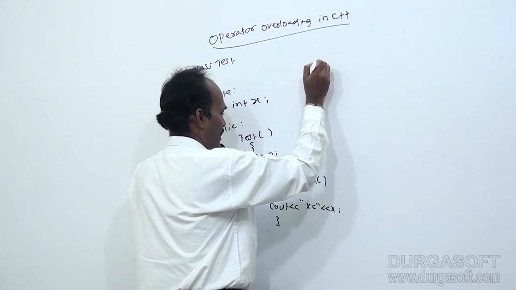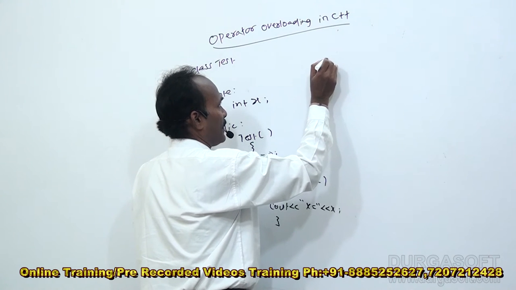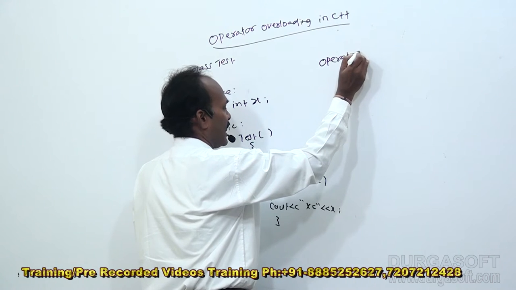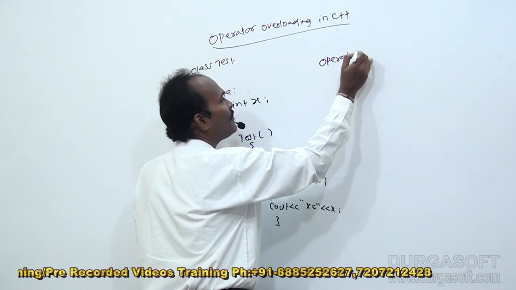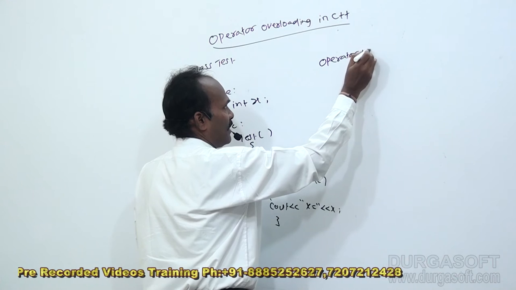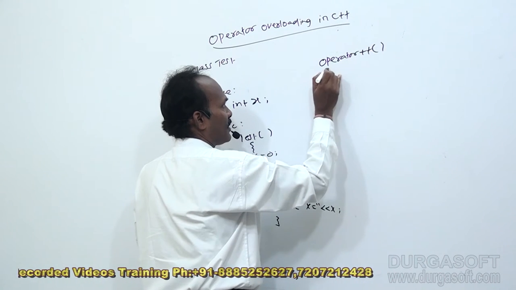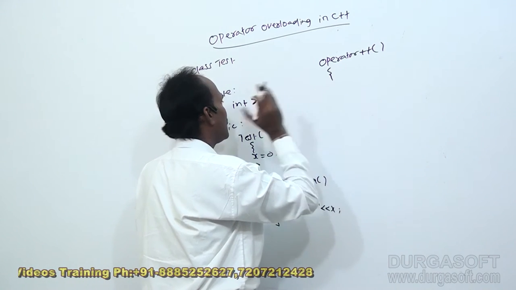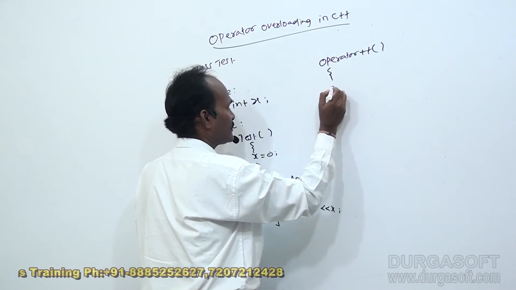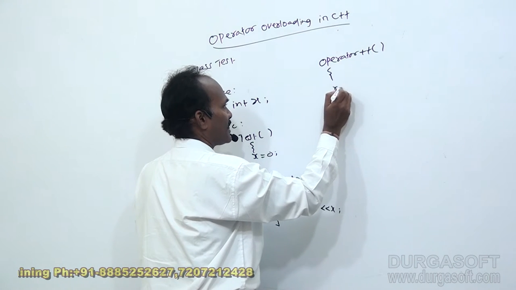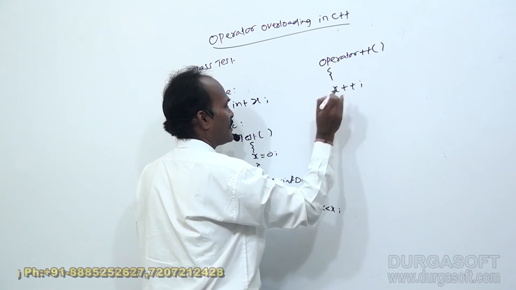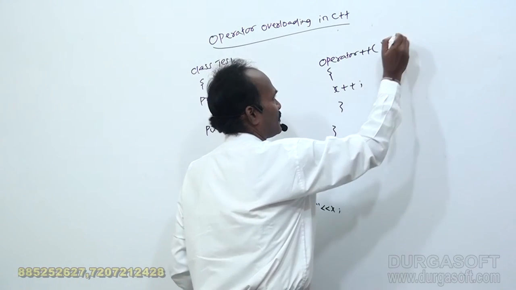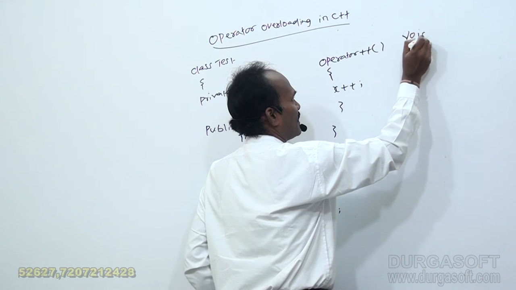Now next thing is, you implement the operator function. So how to implement the operator function? Just you have a look, operator. Here I want to overload the plus plus operator. So it doesn't require any parameters. So I will say x plus plus. Why it is x plus plus, I will explain. After this, write the main function.